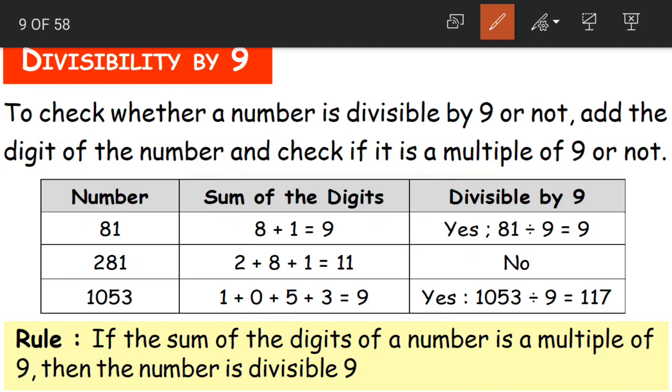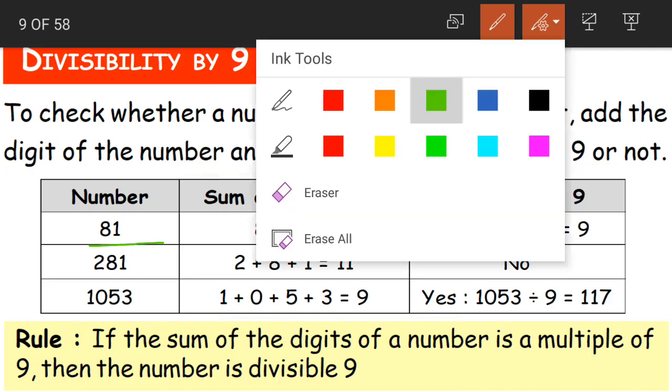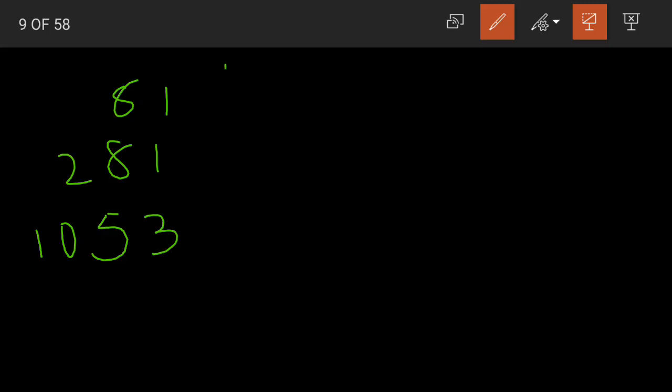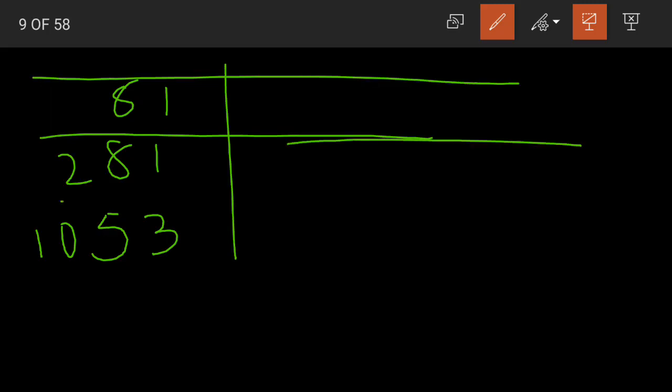The process is the same that we follow for divisibility by 3 and 9. If the sum is a multiple of 3, then the number becomes divisible by 3, and if the sum is a multiple of 9, then the number becomes divisible by 9. We have three numbers here: 81, 281, 1053. What should we do, children? The first step is to find the sum of the digits. Now what would be the sum here?